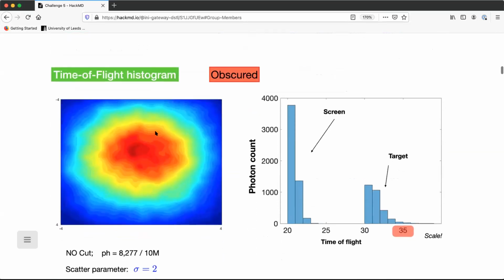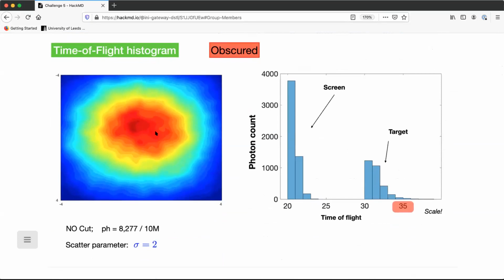Now, if we put the screen in, you get a completely different picture. This is if you put the screen in. First of all, only 80,000 photons come back because some of them get scattered away from the screen. 80,000 of the 10 million photons, and you get a rather blurred image of what you want to have.